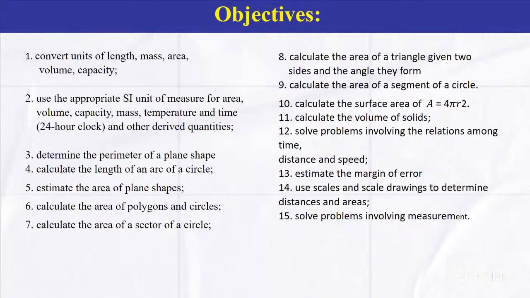All right, we are going to be using the SI units of area, volume, capacity, mass, temperature, and time, having a little to do with the 24-hour clock and its derived quantities. So you'll encounter a number of these concepts in different ways. You should be able to determine the perimeter of a plane shape, calculate the length of an arc of a circle. So all of these things we want you to pull back into your memory so that you can actively participate. And if not, get your pencil and paper out, get whatever device you need to help you to refresh your memory of some of these concepts.